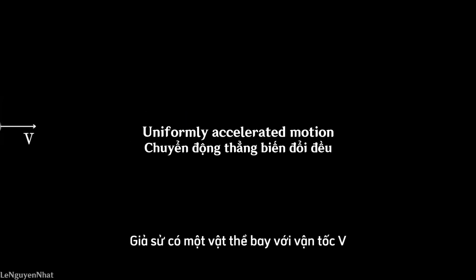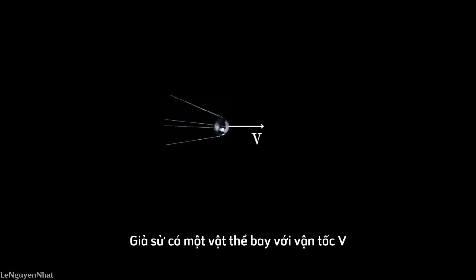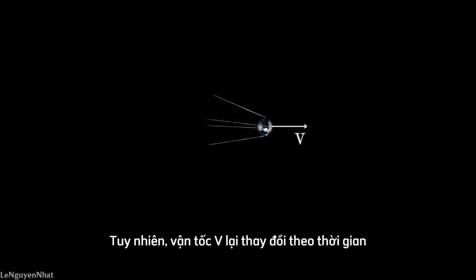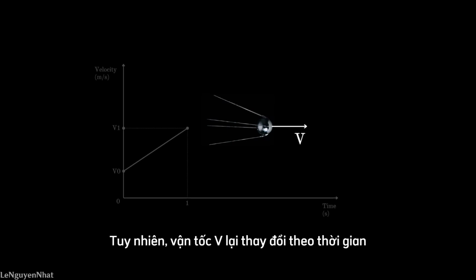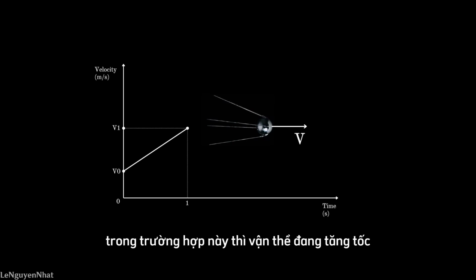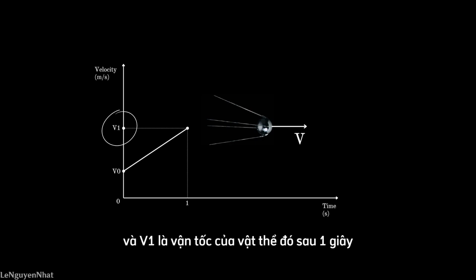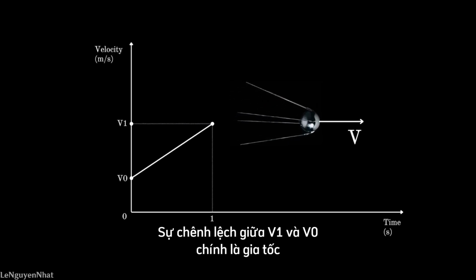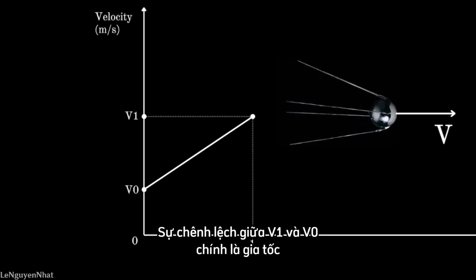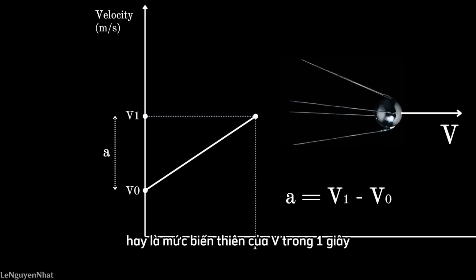Suppose that there is an object traveling with velocity v. However, the velocity changes with respect to time. And in this case, the object is getting faster. We call v0 the initial velocity, and v1 the object's velocity after 1 second. The difference between v1 and v0 is acceleration, or the rate of change of velocity during 1 second.